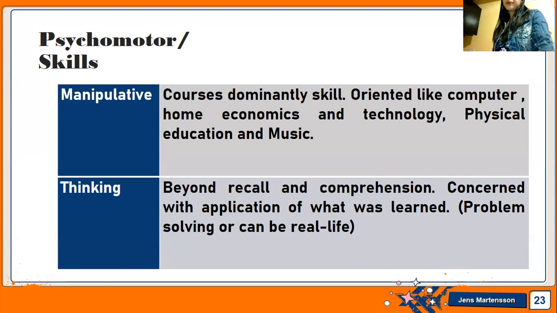And under this, we have manipulative and thinking. So manipulative is, of course, dominantly skill oriented, like computer, home economics, and technology, physical education, and music. And the other one is thinking. Thinking is beyond recall and comprehension, concerned with application of what was learned, problem solving, or can be real life.